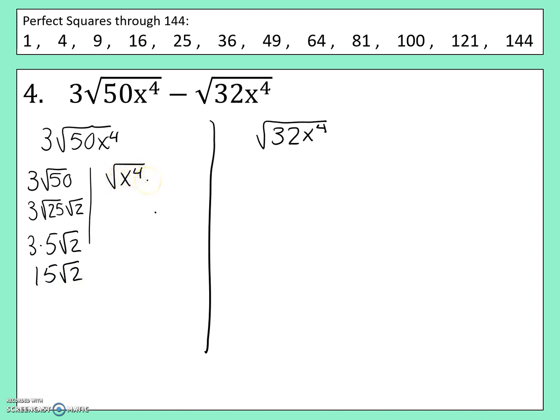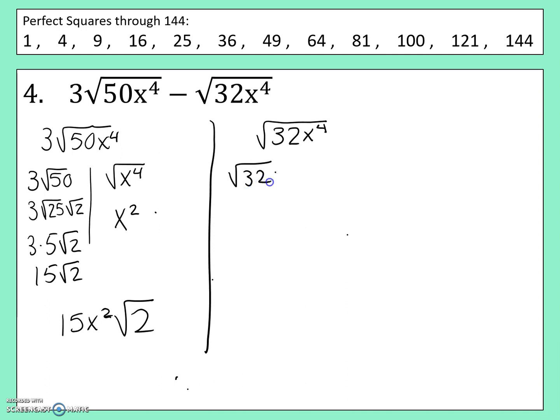Radical x to the 4th, the square root of x to the 4th is just x squared. It's an even exponent, so it's nice and easy to simplify. When we put these together, we put the outsides together, 15x squared, and we put the 2 underneath the radical. Okay? Now we have radical 32x to the 4th, doing the same thing.